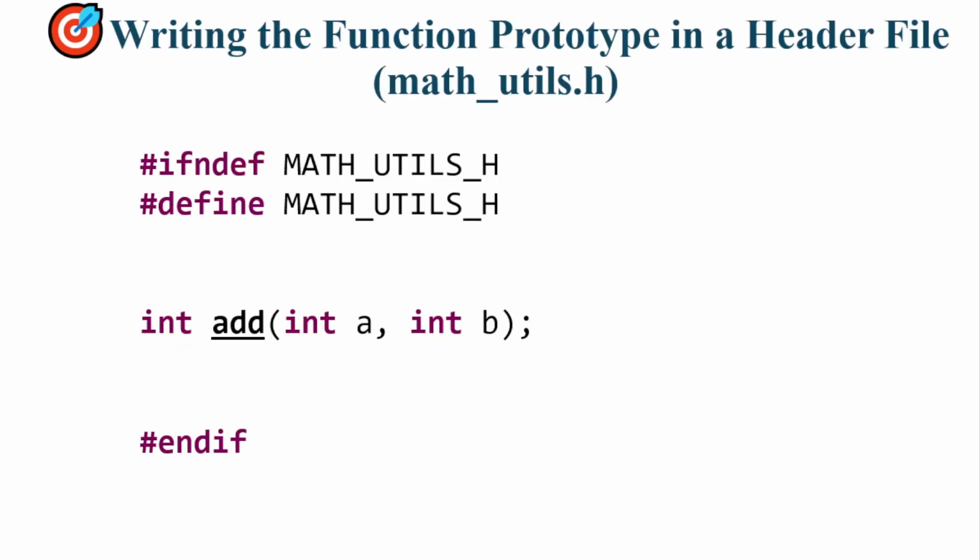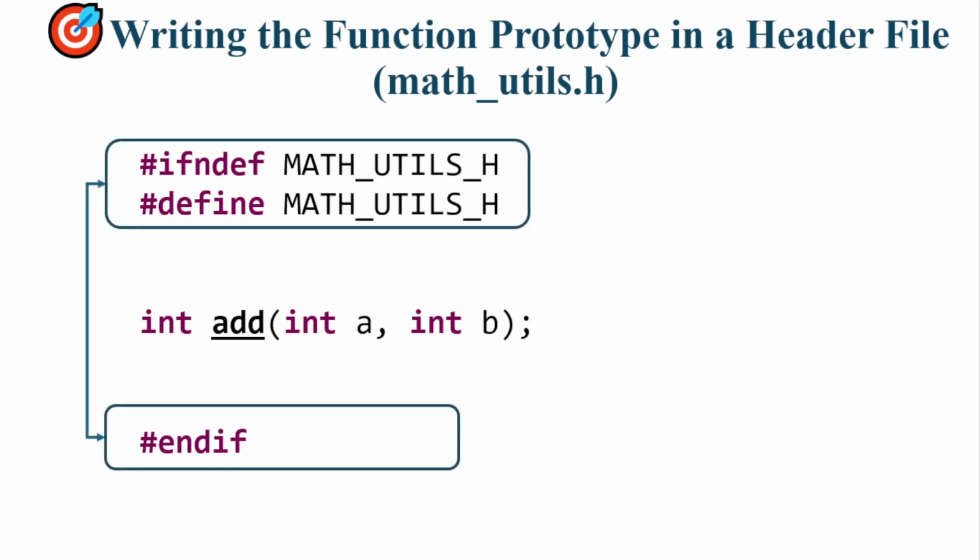Writing the function prototype in a header file, math_utils.h. In this file, we declare the function, meaning we tell the compiler about the function's name, return type, and parameters before it's used anywhere else in the project. Here's what the header file looks like. The line int add(int a, int b) is called a function prototype. It tells the compiler that a function named add exists, takes two integers, and returns an integer.